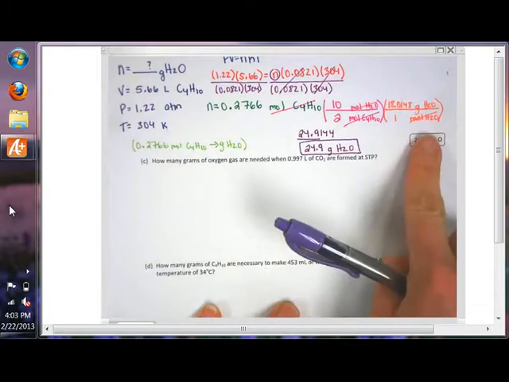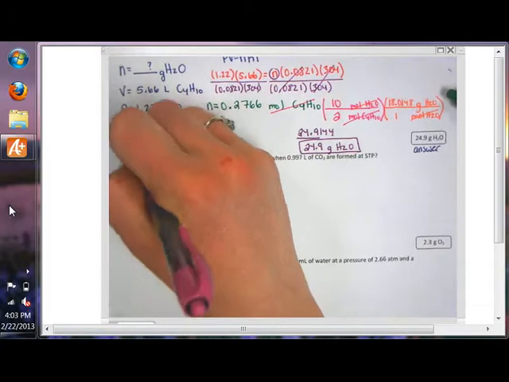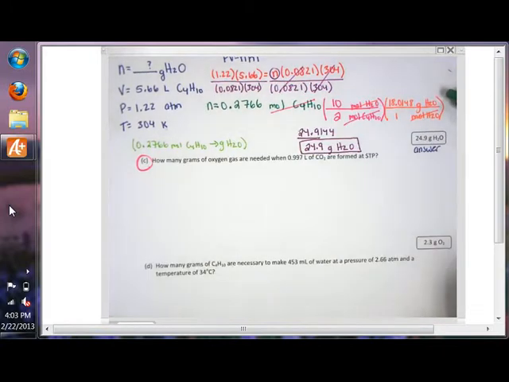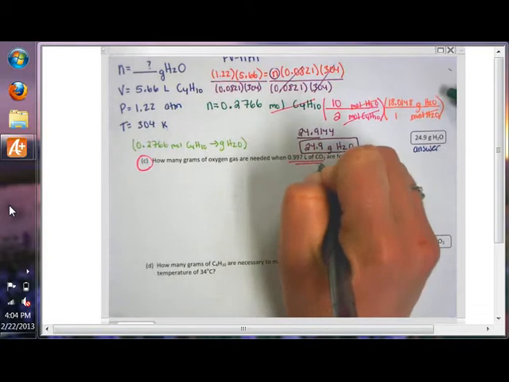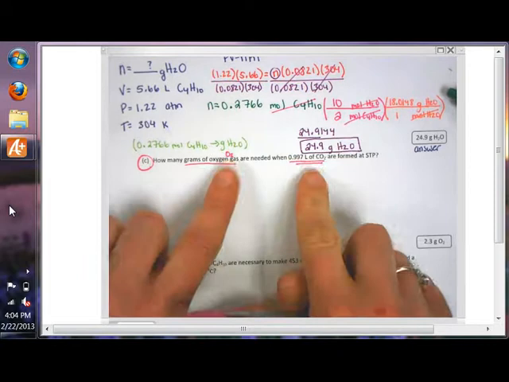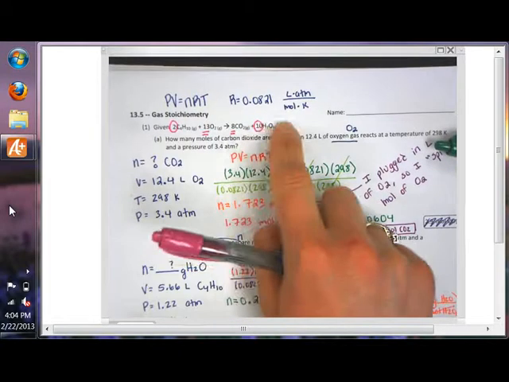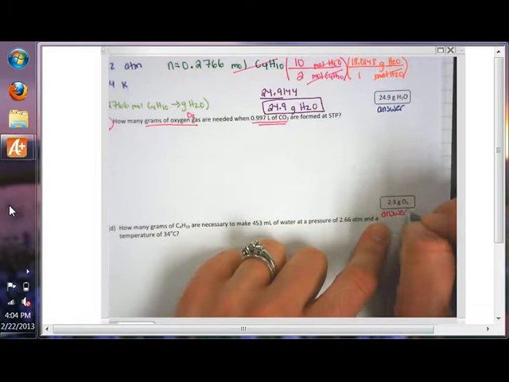Okay, so why don't you go ahead, and I'm going to check this on Monday, try C. Notice they give you liters of carbon dioxide, but they want grams of O2. You're going to use the balanced equation to make your switcheroo, and this is your answer. Good luck.